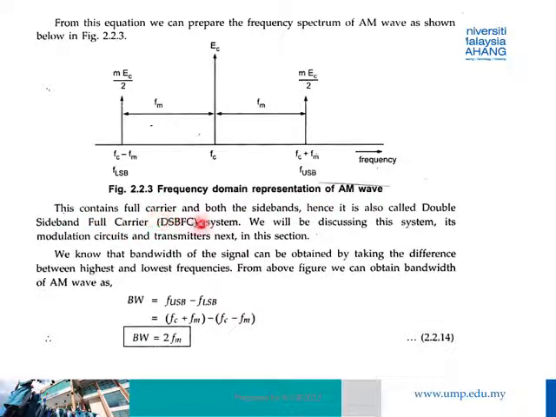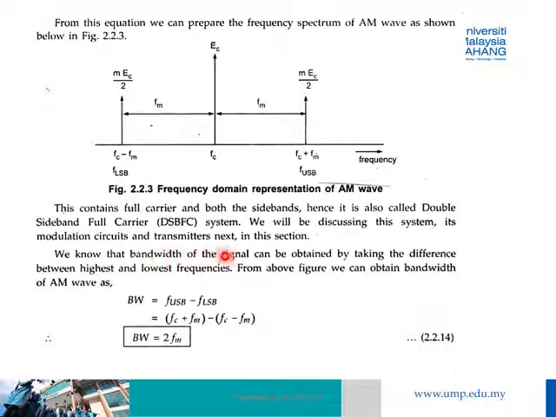This contains the full carrier and both the sidebands, lower sideband and upper sideband. Hence, it is called double sideband full carrier, DSBFC. Previously we have seen DSBFC. So this is the frequency spectrum of double sideband full carrier. We will be discussing this system, its modulation circuit and transmitter next in this section.